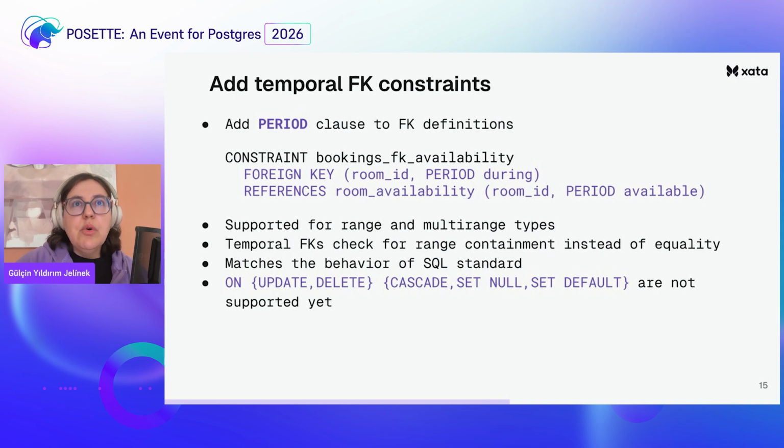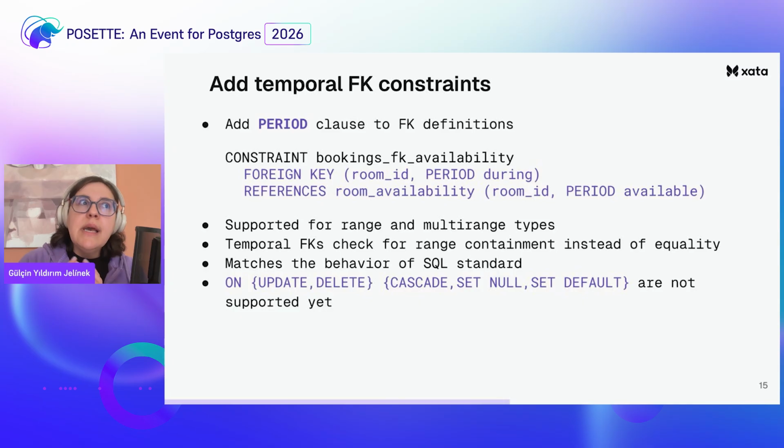Okay, and to complete this part, I want to show how it would look for foreign keys. Normally, when we have a standard foreign key, what we know is that for every referencing row, there exists a referenced row with the same key. So it is based on the notion of equality. There's matching.